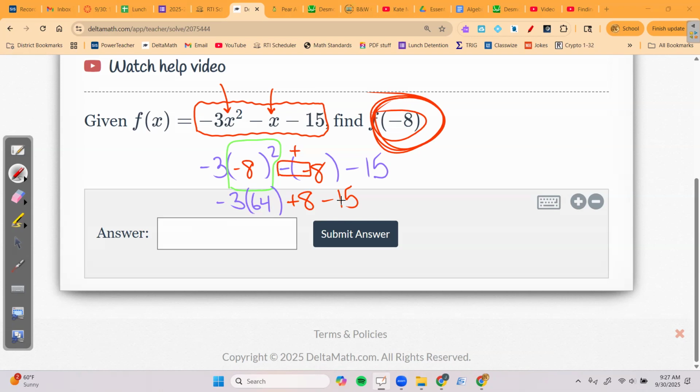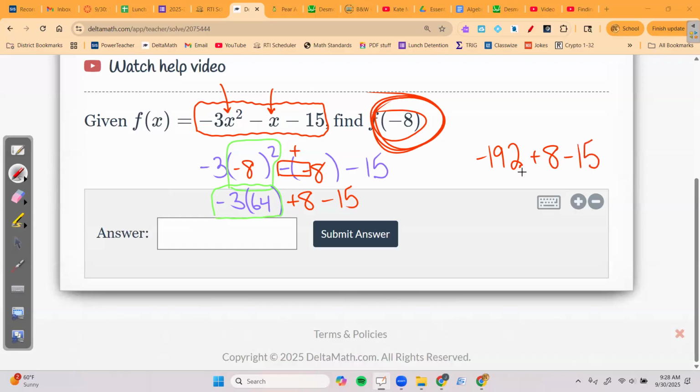Good still? Exponents go first because there were no parentheses. Again, we only call them parentheses when there's math to do inside. These are just closure things. Don't worry about those. Exponents done. What goes next? Multiplication. Can anyone do -3 times 64? Would you believe me if I told you it was -192? Okay, you should believe me. That's what it is. And then we're going to add 8, and then we're going to subtract 15.